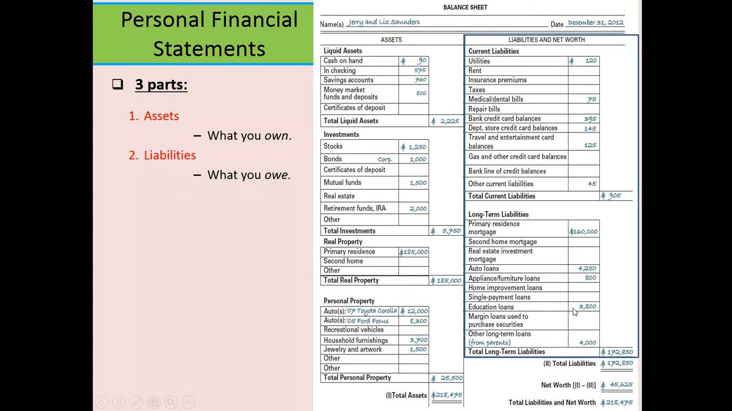We got a furniture loan, student loans, right? We might have loans from our parents that we have to pay them back. All these things represent a claim to our pile of cash.